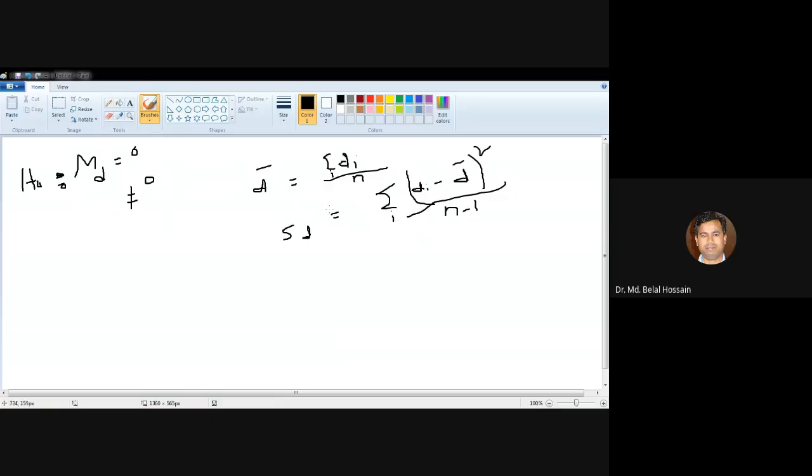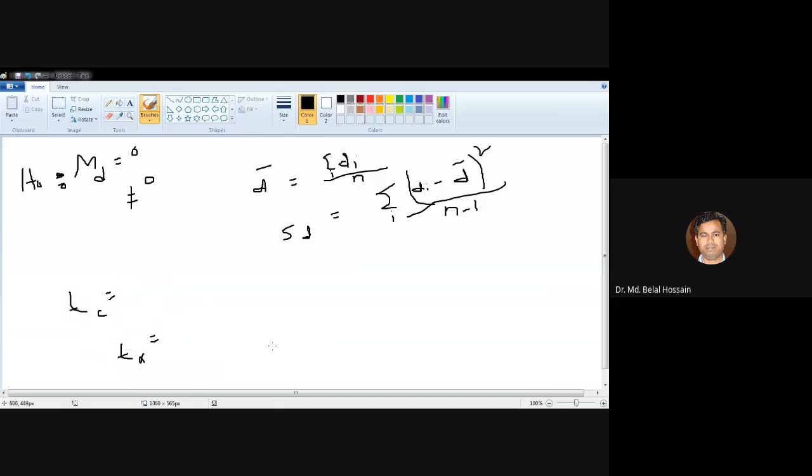So this thing you have to calculate, then you have to find the t value. When you find the t value from that formula, d bar divided by sd divided by square root of n, we call it t calculated. Once we get the value of test statistic t, we want to find the t alpha.